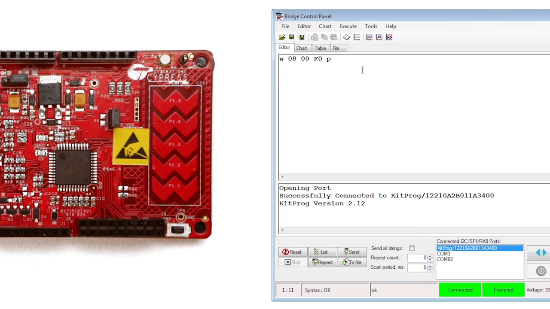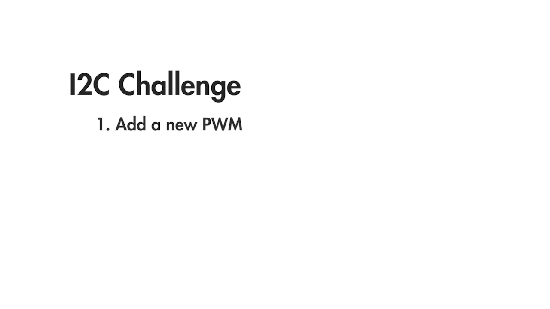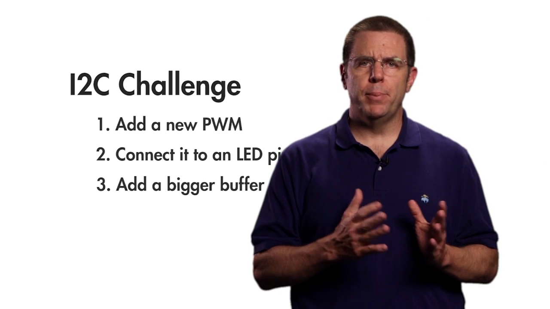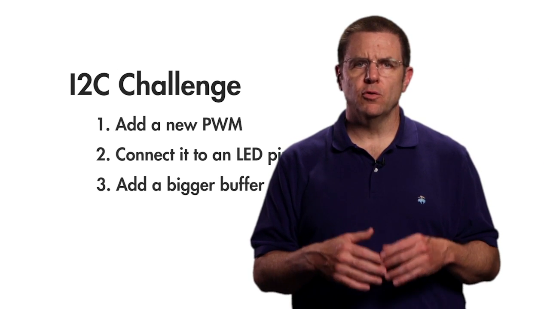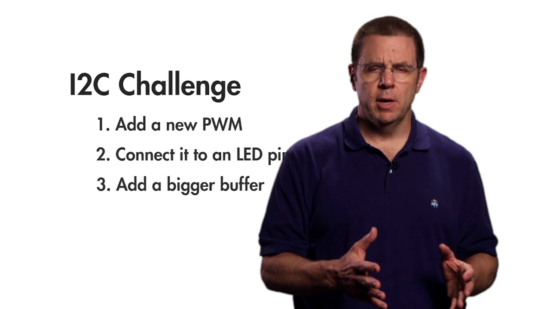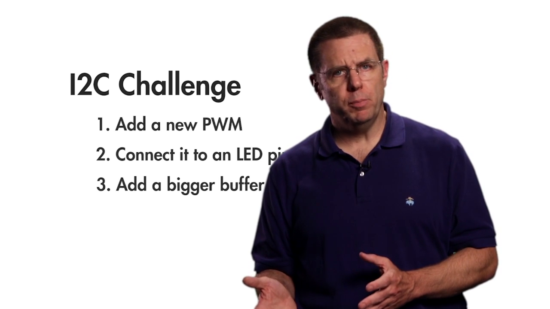I'm going to really test you with the next step. I want you to control two PWMs with a single write from the control panel. You will need to add a new PWM, configure it, start it, and connect it to an LED pin. Don't forget to configure the LED pin for a hardware connection. Then you will need a bigger buffer, and you will use one byte for the first PWM and the second byte for your new PWM.